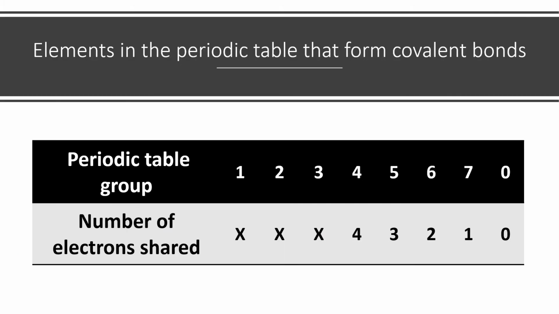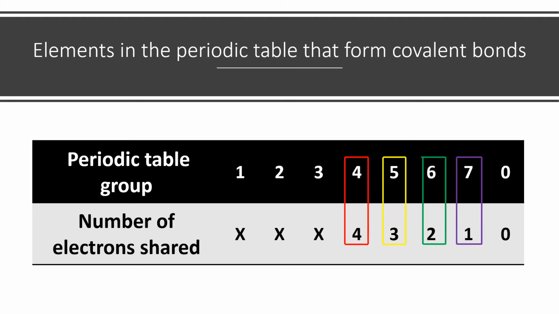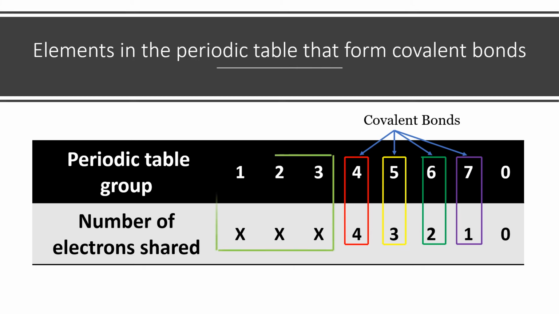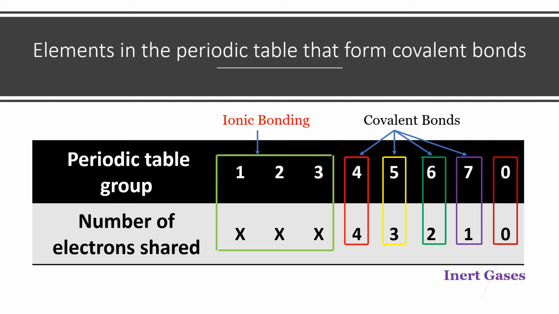This table depicts the groups that form covalent bonds. They are group 4, 5, 6, and 7. The number of electrons shared are given here. Groups 1, 2, and 3 are metals and do not form covalent bonds. Instead, they form ionic bonds. It is clearly explained in the previous video, Chemical Bonding Part 1, Ionic Bonding. However, group 0 elements do not form any form of bonds among themselves or with other elements.